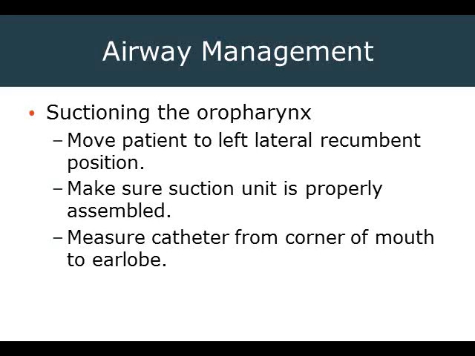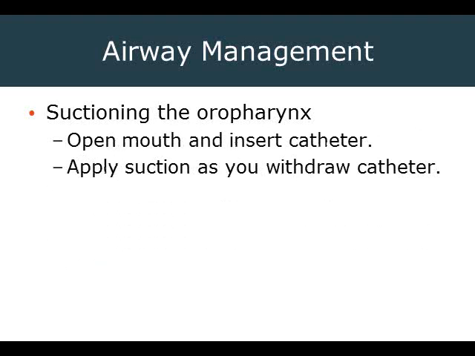Measure the catheter from the corner of the mouth to the earlobe. In theory, yes. In reality, you suction no farther than you can see. So if you are suctioning the back of a patient's throat where you can see the end of the catheter, that's where you need to be. We're not probing the depths of a person's trachea with it. We're not doing an endoscopy. We're not trying to do a proctoscopy from the top down. What we're doing is simply suctioning out the airway.